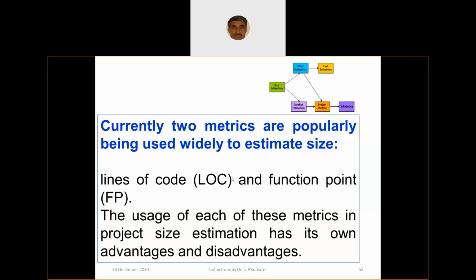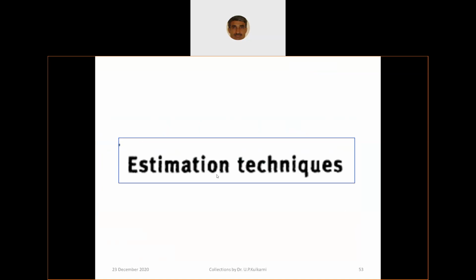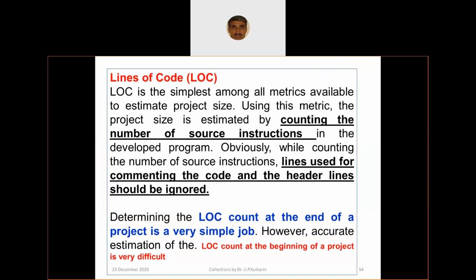So LOC stands for lines of code. How many lines of code are there? Leaving out all your comments and blank lines. That is what we refer to as line of code, what is being used in the main business computations. So slowly we will get into lines of code. You count the number of source instructions, and you have to ignore many other things. Line of code count at the end of the project is a very simple job.